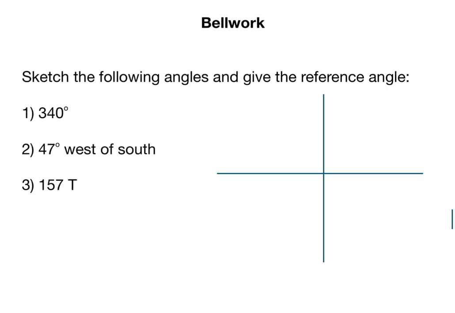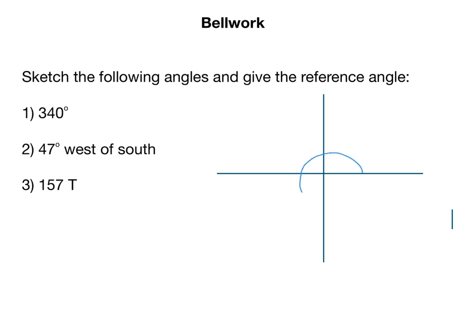All right, so the first one, 340 degrees. When we don't see any other indication, we're going to assume this is Cartesian, meaning the normal Cartesian plane that we are used to. My reference starts at the positive x-axis, so it starts here, and we're going to go counterclockwise. Positive means counterclockwise. So I am going to start at my x-axis and go counterclockwise.